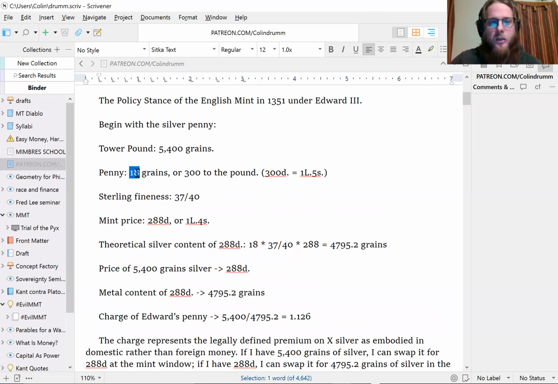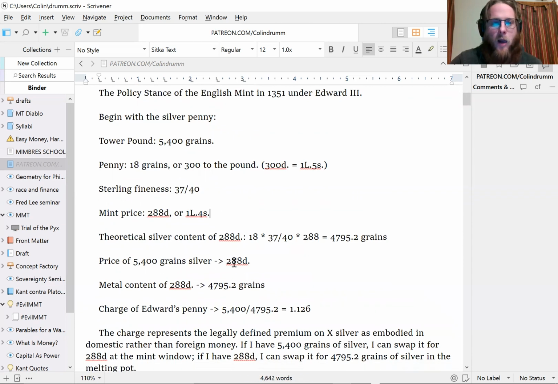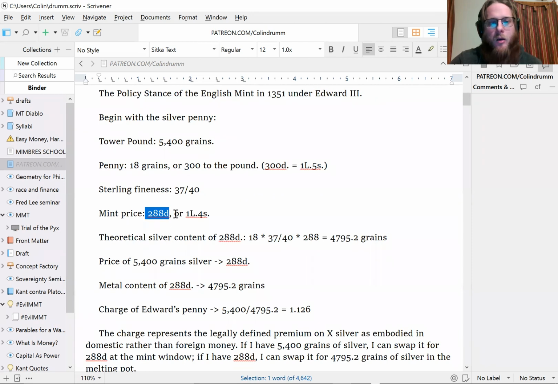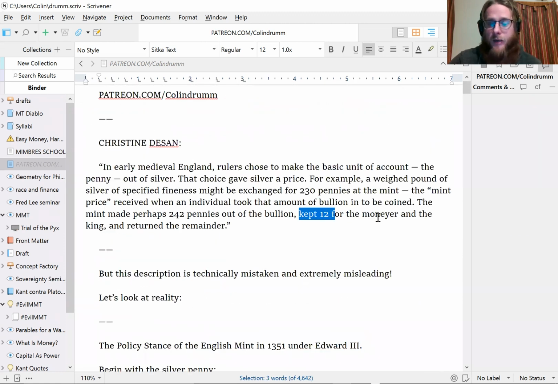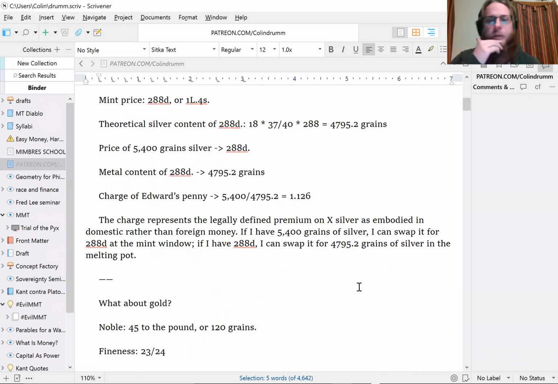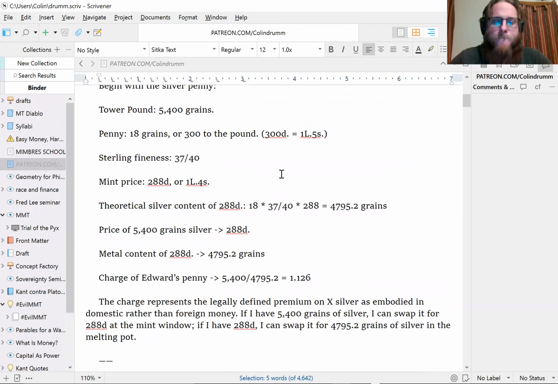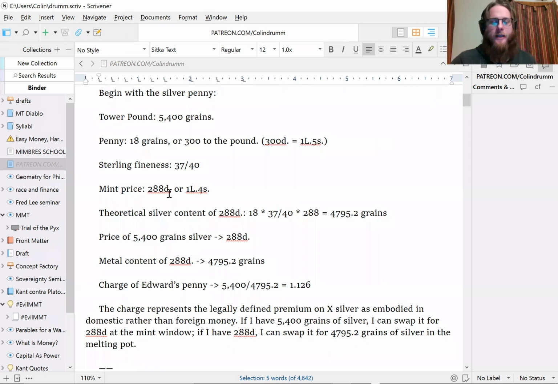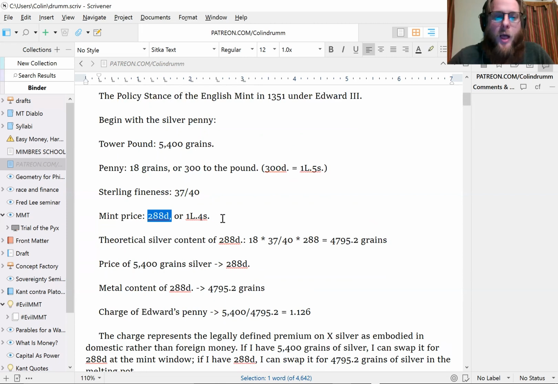It's 18 grains of 37/40 fine silver, and it's cut at 300 to the pound, but the mint price is 288 to the pound, or 1 pound 4 shillings. So you'll notice that there's an extra shilling, or 12 pence here. That's the seigniorage and brassage, the profit. Really that's brassage, and the seigniorage is taken out in fineness. But anyway, there are 12 extra pence.